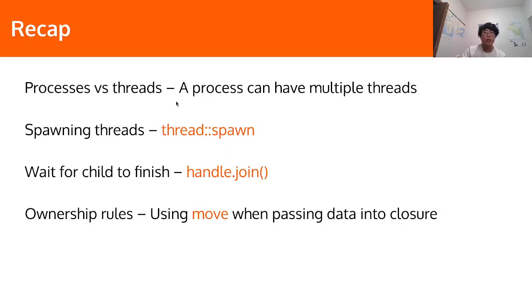So to recap, we've talked about processes and threads. A process can have multiple threads, and here we're learning about making multi-threaded programs. Spawning threads is done with thread::spawn, and if you want to wait for the child to finish, you use handle.join. And lastly, about ownership rules, you'll use move when you're passing data into the closure, which will take ownership.